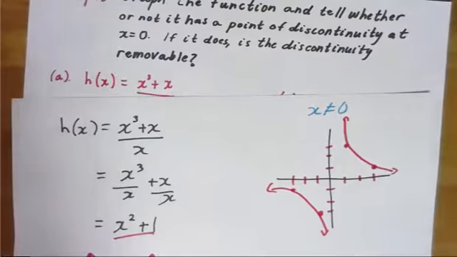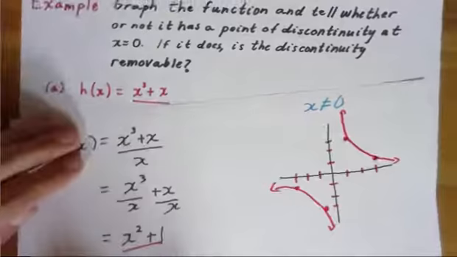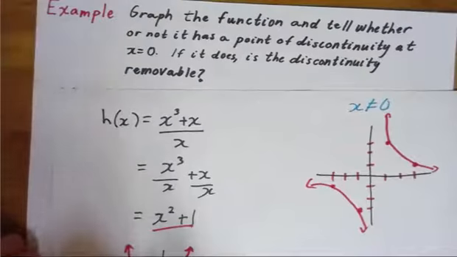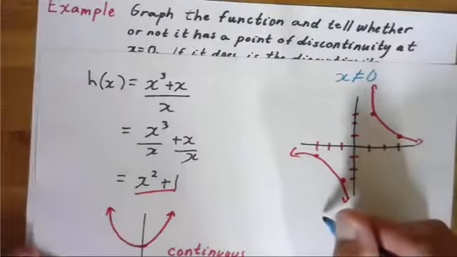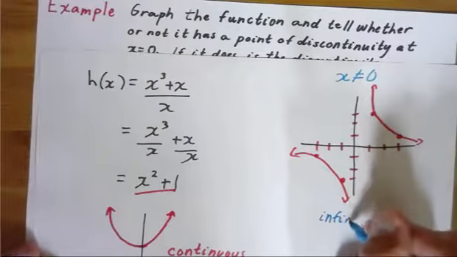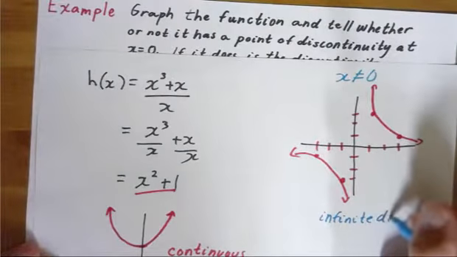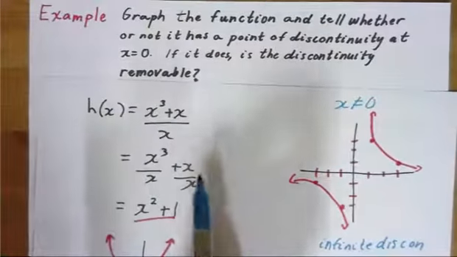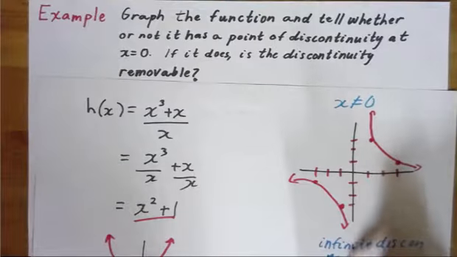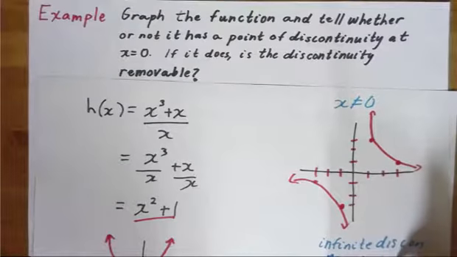Now, this has discontinuity. Okay, so graph the function, tell whether or not it has point discontinuity at x equals 0. Well, it doesn't have point. It has infinite discontinuity. Okay, so if it does have discontinuity, is it removable? This is non-removable. So that's the type of problem you're going to go ahead and see in your homework.